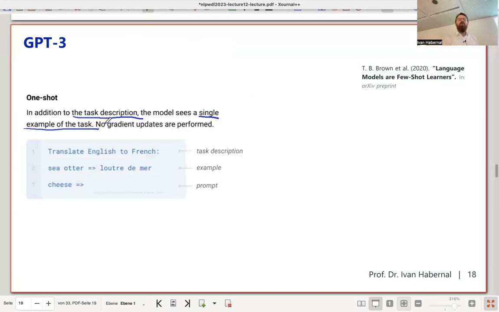And again, there's no gradient updates. No updates of the parameters are done. So again, here we write translate English to French. This is the task description. Then we show an example of what we want.